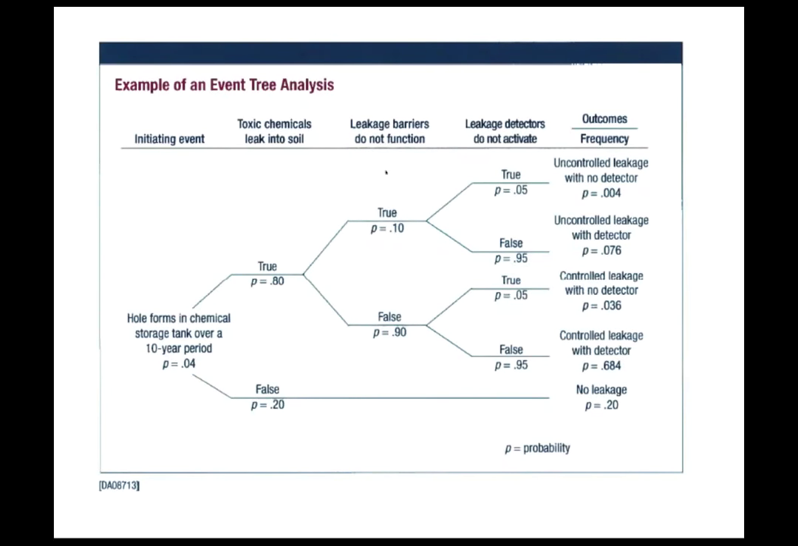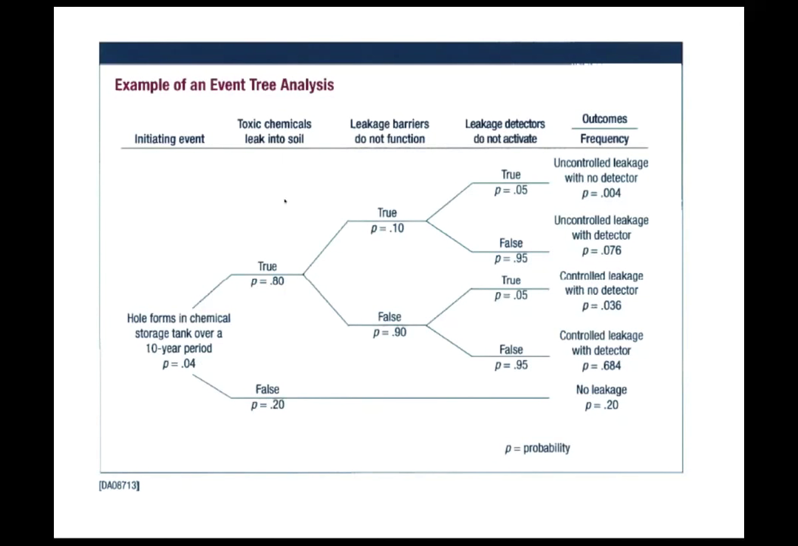The event tree analysis has an initiating event. This is not a decision. This is the event that we have. It says a hole forms in a chemical storage tank over a 10-year period. You'll see where this probability is coming from in a moment, but essentially it's a rare event, 0.04, that this event would happen in the first place. Then it says false, the idea that there's no leakage, that we have a hole form and won't have any leakage. There's a 20% probability that that would be the case. In this case, we say, yep, it did happen, and we can kind of go backwards on here.